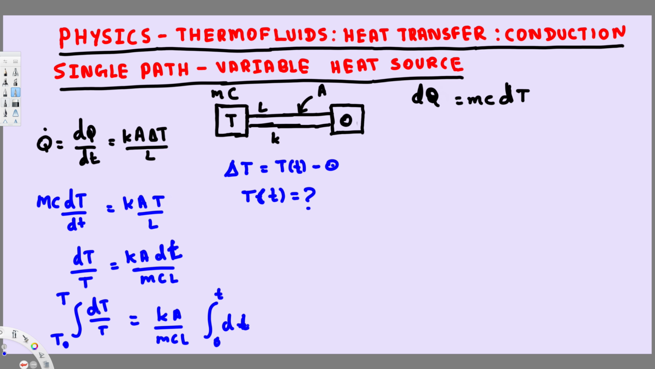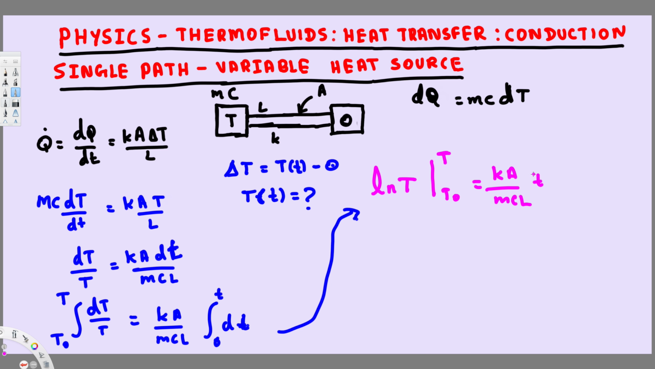Now if I do the integration, 1 over T is ln T, so this is going to give us ln of T. Now let's write this one with different color. Here we are going to have ln of T, and that's going from T naught to T. And on the other side we are going to have kA over mcL, and if we integrate this dt, that's going to give us t, and that's going from 0 to t.